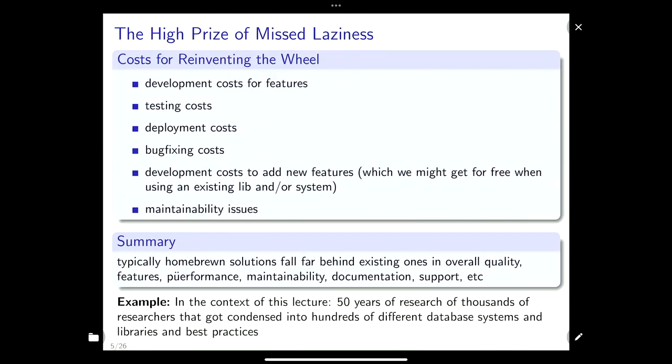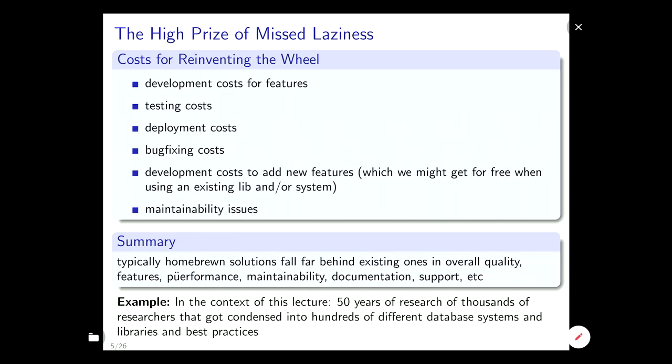I summarized it again on that slide. That's the high price of missed laziness, because it leads to reinventing the wheel. When you reinvent stuff that was already solved by other people, you will have development costs for those features. You need manpower, which may translate to money in a company or at a university eventually. You have costs for testing, writing unit tests, integration tests, and so forth. That's a lot of work for getting these things right. Then deployment costs: it's one thing to develop a system and to test it, and a whole other dimension to deploy the system and have it used by real users.